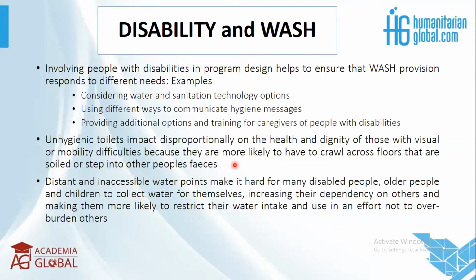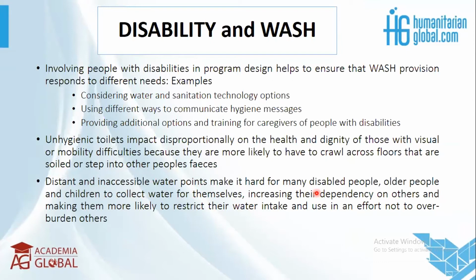So for example, also in terms of water access, where we are citing our water sources. You find sometimes that they are distant and inaccessible water points make it hard for people maybe with disability, or maybe people who are old, or maybe sometimes children, to collect water for themselves. So it makes them more dependent on others, and they're more likely to restrict their water intake and use in an effort to overcome the burden to others.